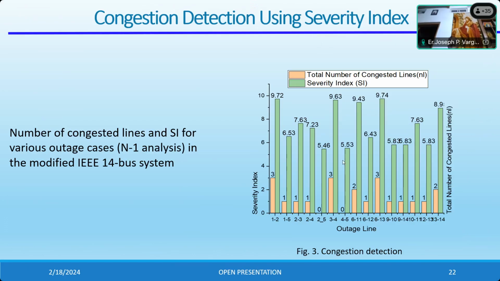Similarly, the N-1 contingency analysis is conducted for each outage of this particular system, and the values are reflected in this. The top value represents the severity index of the respective system, and the yellow value represents the number of congested lines. From this analysis, it's revealed that when line 6-13 is interrupted, we get the maximum severity index. Hence, we have considered this line for further studies. Our concentration is especially on this 6-13 line.